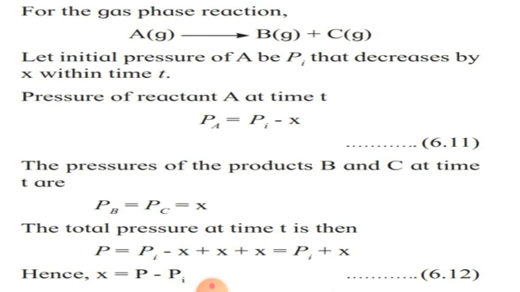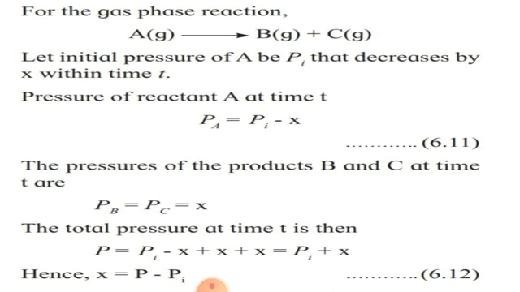Now, as the pressure has decreased by the value X, that much pressure is found in the products. We have two different products, so the pressure of the products B and C at time T will be X. However much the pressure of the reactant decreases, that much will be the pressure of the product. So Pb will be equal to Pc, which will be equal to X.